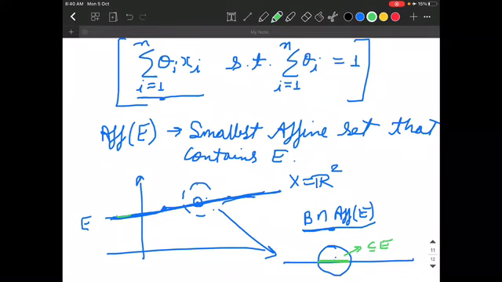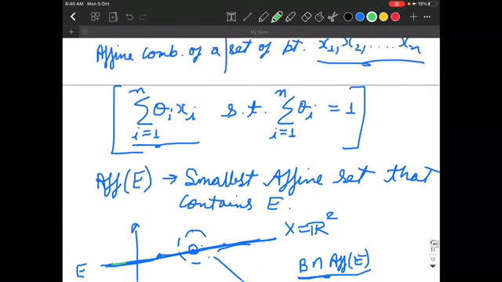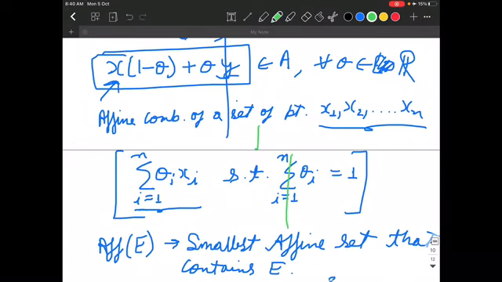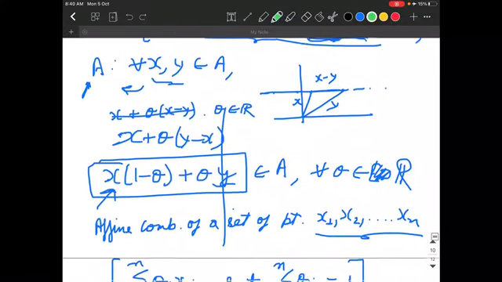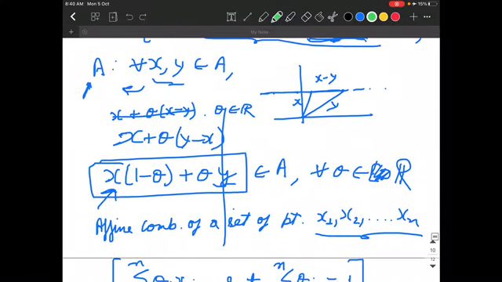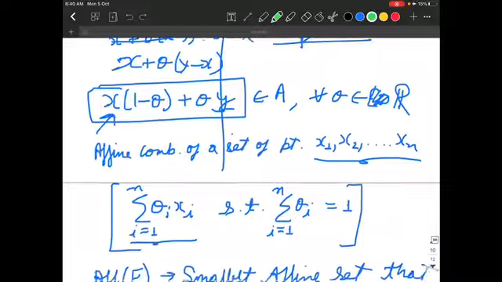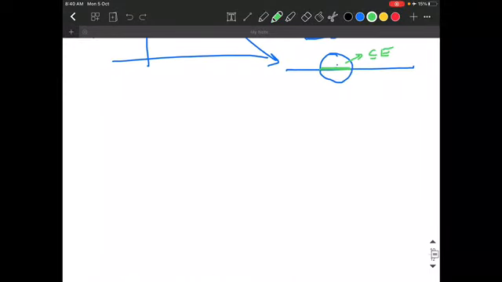So having discussed the affine set, we will next look at what are convex sets. But just to recap, an affine set is a set in which for every pair of points, the line passing through those points also lies in the set. So next we discuss what is a convex set.